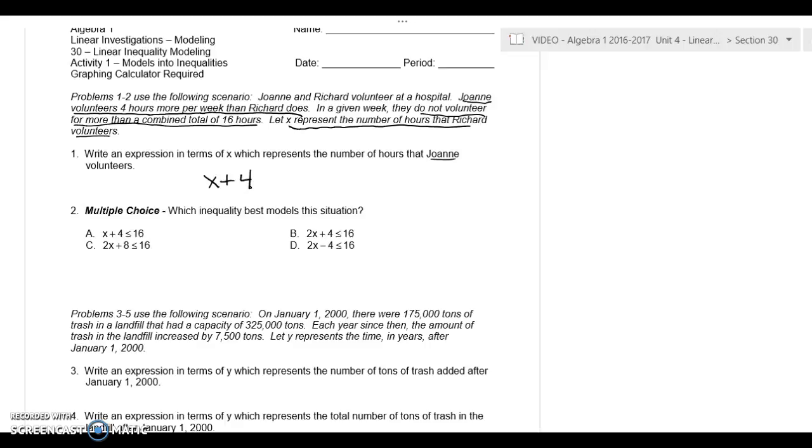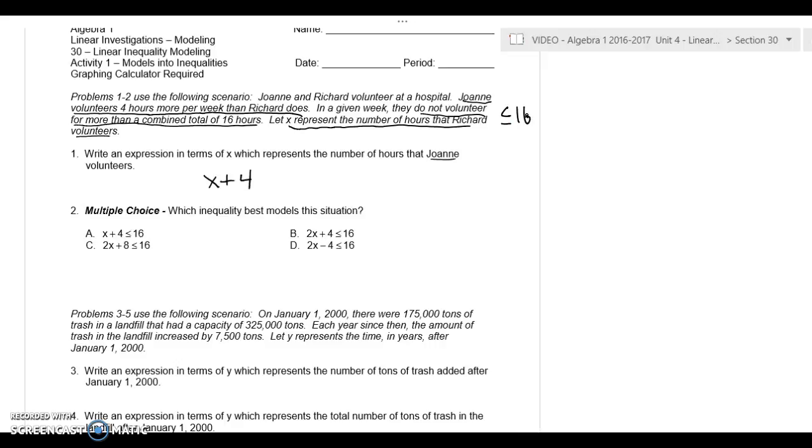We want to know which inequality best models the situation. So it is not A. A would represent the number of hours that Joanne volunteered. What it's saying here is that together they don't work for more than a combined total of 16 hours. So that tells me we're going to have an inequality with less than or equal to, and probably 16, because that's the most number of hours they can volunteer for.